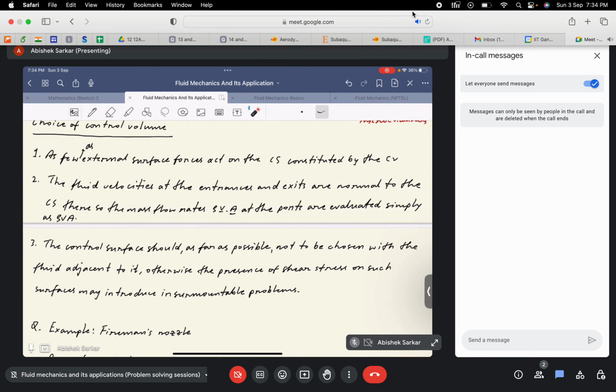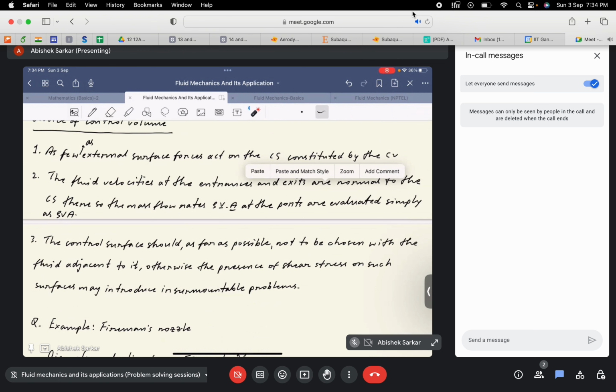I will take one example in the following slides or pages, where you can see that a different choice of control volume results in the emergence of shear stresses that again complicates the problem. So this is one of the important key factors. The choice of control volumes should be such that there are as few external surface forces as possible acting on the control surface. I hope this is clear.